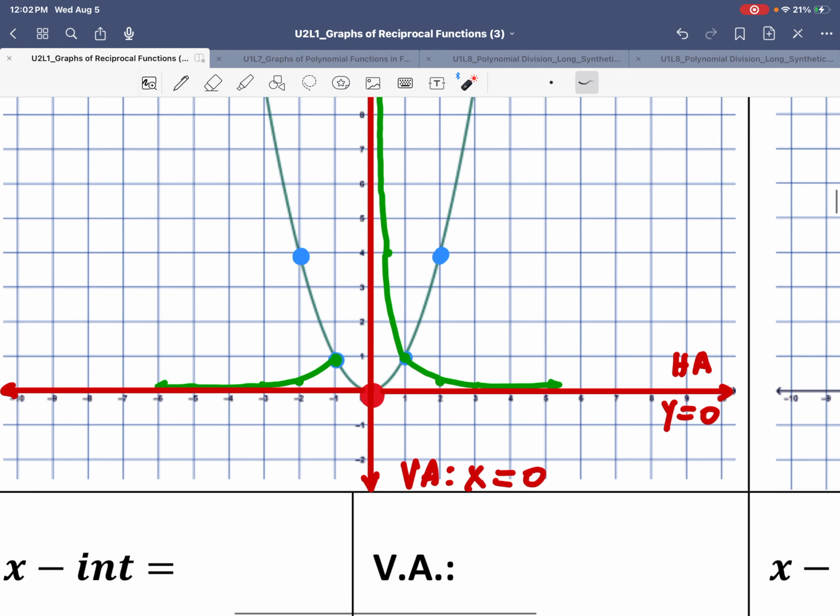Now, in a similar way, we're going to discuss what happens to the values of the function in this interval when you reciprocate this section of the parabola.